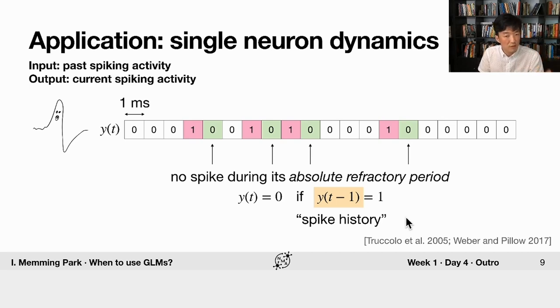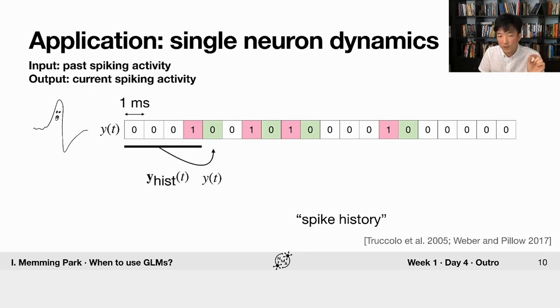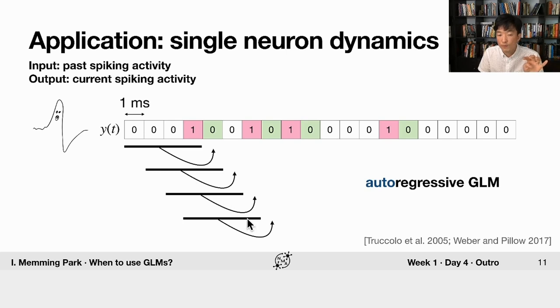If we generalize this slightly so that we don't talk about just a single bin as a history, let's consider a four bin history. So we have 0001. This is my spike history corresponding to trying to predict this next time step as y of t. We can do this for every y of t. We can shift this one time bin at a time and try to predict the next one from the past four, the next one from the past four, and so on. So you're using the past activity of your own neuron as the covariate to explain the future of your own neuron, making this an autoregressive GLM.